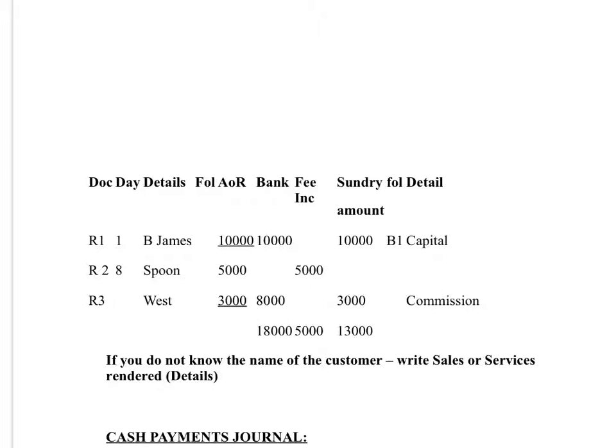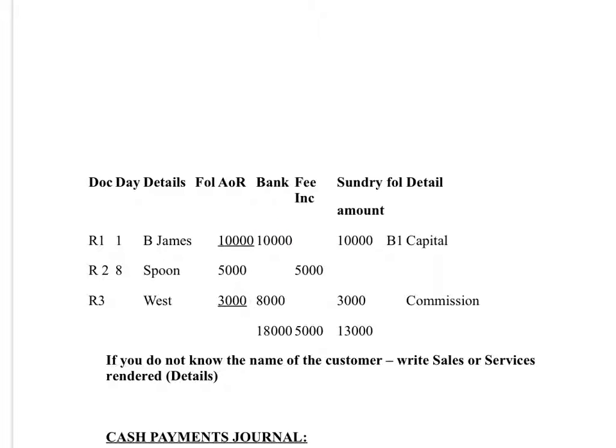When we look at this cash receipts journal, we see that this is receipt 1, receipt 2 and receipt 3. We also notice that on the first you only had one transaction by B. James. He paid 10,000 Rand for capital, and as it was the only transaction of the day, you put it in the bank at the end of the day.